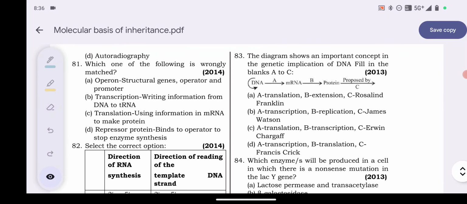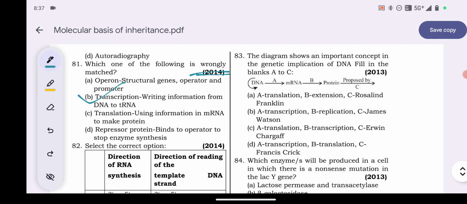81. Which one of the following is wrongly matched? Option A, operon, structural gene, operator and promoter. Transcription, writing information from DNA to tRNA. Translation, using information in mRNA to make protein. Repressor, binds to operator to stop enzyme synthesis. You have to find the wrongly matched one. So here option B is the wrong one.